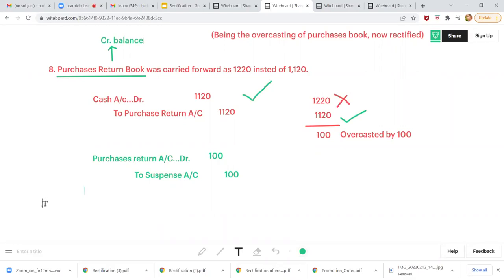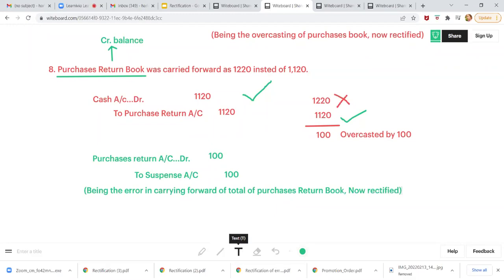So here we will write the narration as being the error in carrying forward of total of purchases return book now rectified. Right, Khushi? This is the rectifying journal entry.